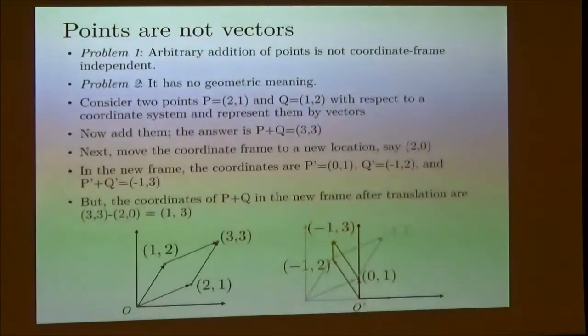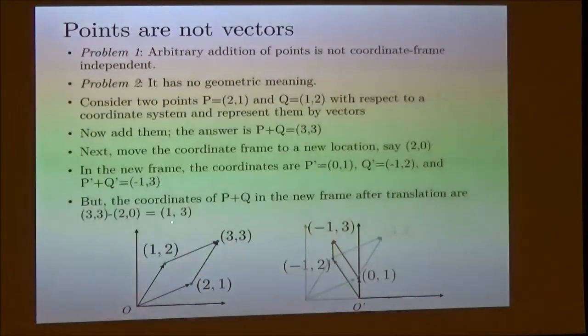So even without doing any algebra, you can see clearly that there's a problem. These 2 points are not in the same location. They should be at the same location if there were to be a geometric meaning behind addition of the 2 points. If you find out what the coordinates of this point are in this translated frame, it's going to be different. In the new frame, the coordinates of P plus Q are actually 1, 3, right over here. And these two are not the same. So this simple example shows you that if you treat points as vectors and start forming their arbitrary combinations, we will run into problems.